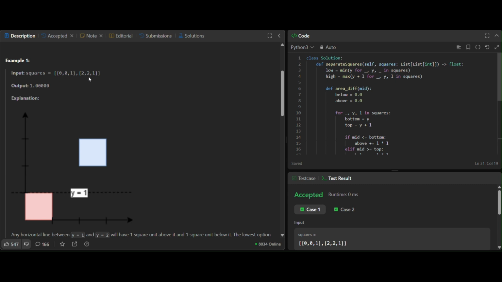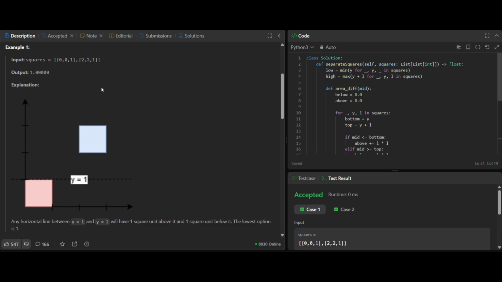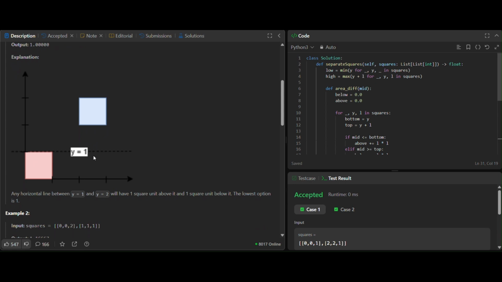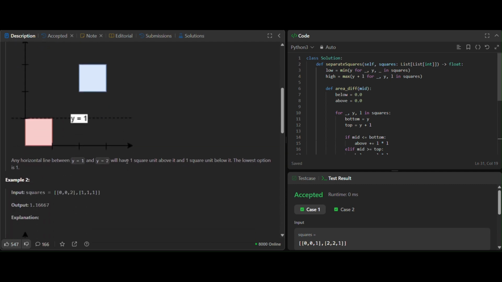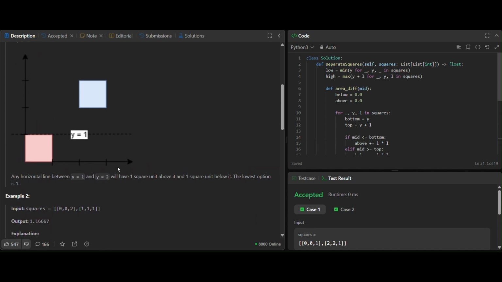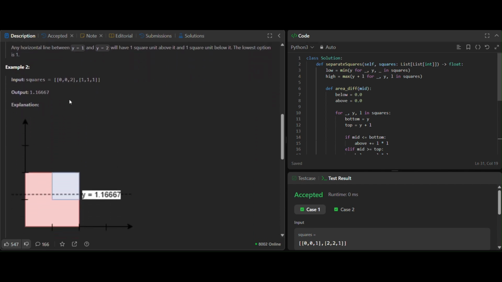Example 1. The input is a list containing 2 entries, [0, 0, 1] and [2, 2, 1]. Square A spans from y equals 0 to y equals 1. Square B spans from y equals 2 to y equals 3. If we draw a horizontal line at y equals 1, square A lies entirely below the line, so its area is 1. Square B lies entirely above the line, so its area is also 1. Balanced. Any y between 1 and 2 works, but we want the minimum, so the answer is 1.0.